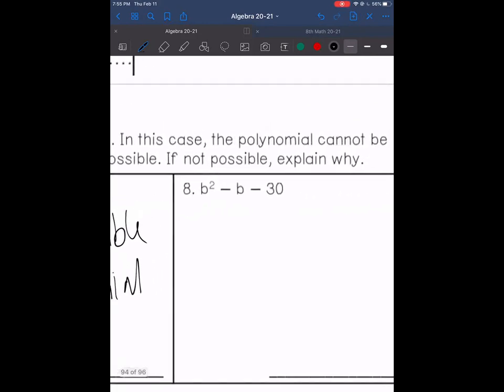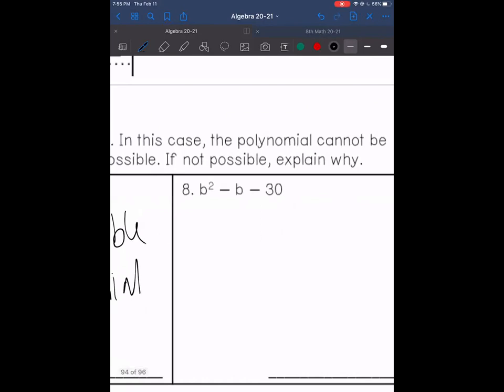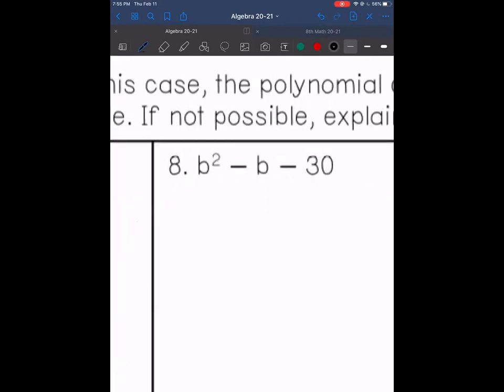Let's go look at number 8. We have b squared minus b minus 30. So we need, in our T-chart, let's go see if we can make that work for us.